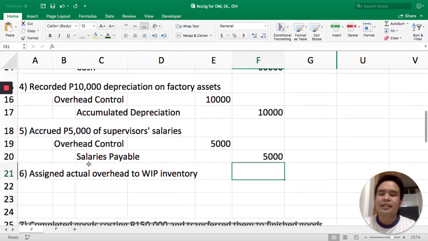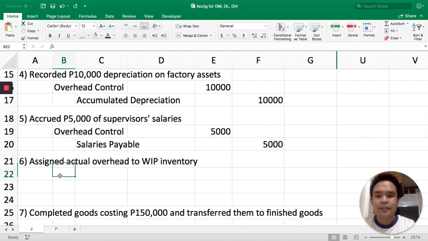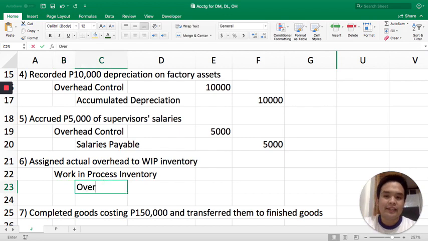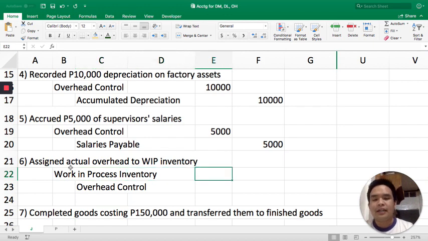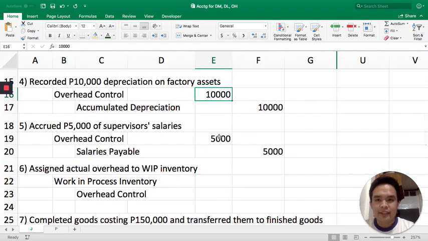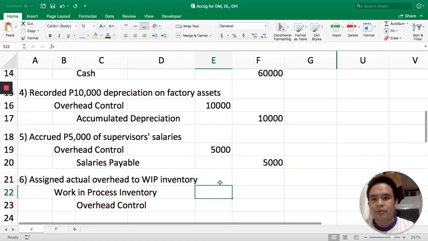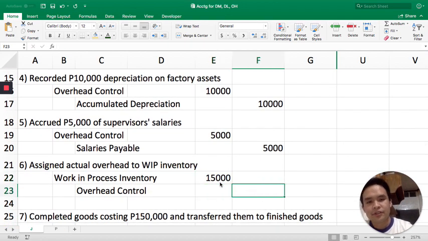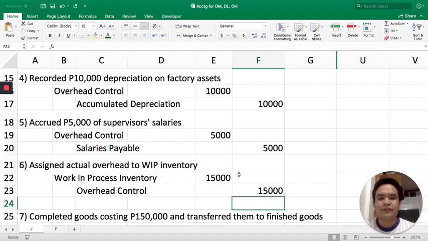Assign actual overhead to work in process. Ngayon, kompleto na daw yung overhead at i-assign na to work in process. So, debit work in process inventory and credit overhead control. So, magkano nga yung overhead? That's 10 and 5. So, dalawang overhead lang. Papasok na ngayon sa work in process, 15, 15.